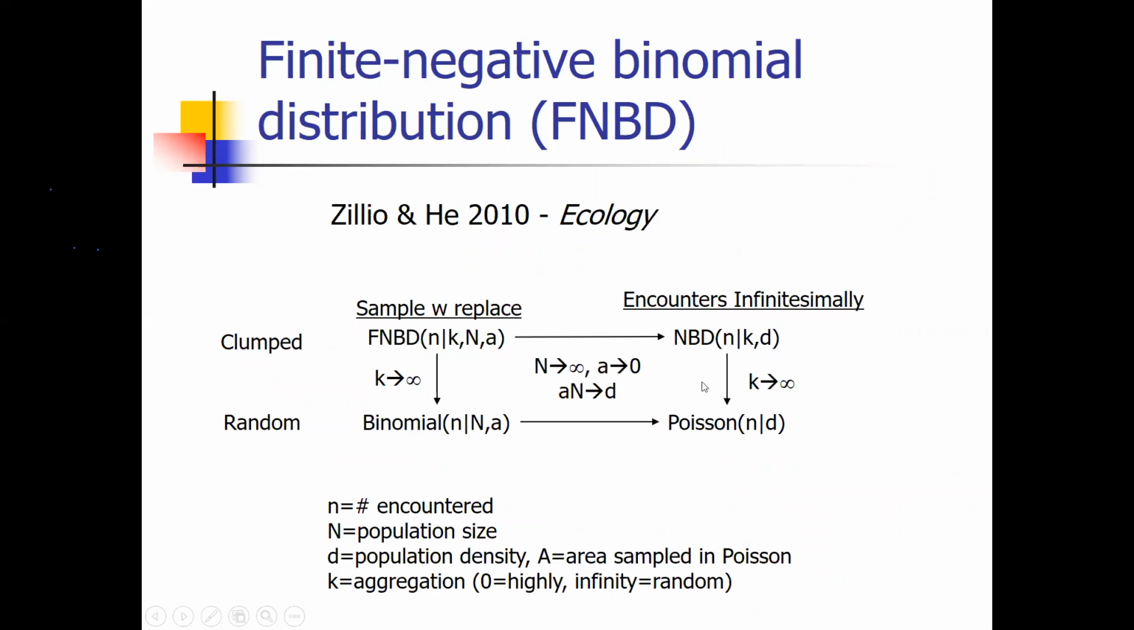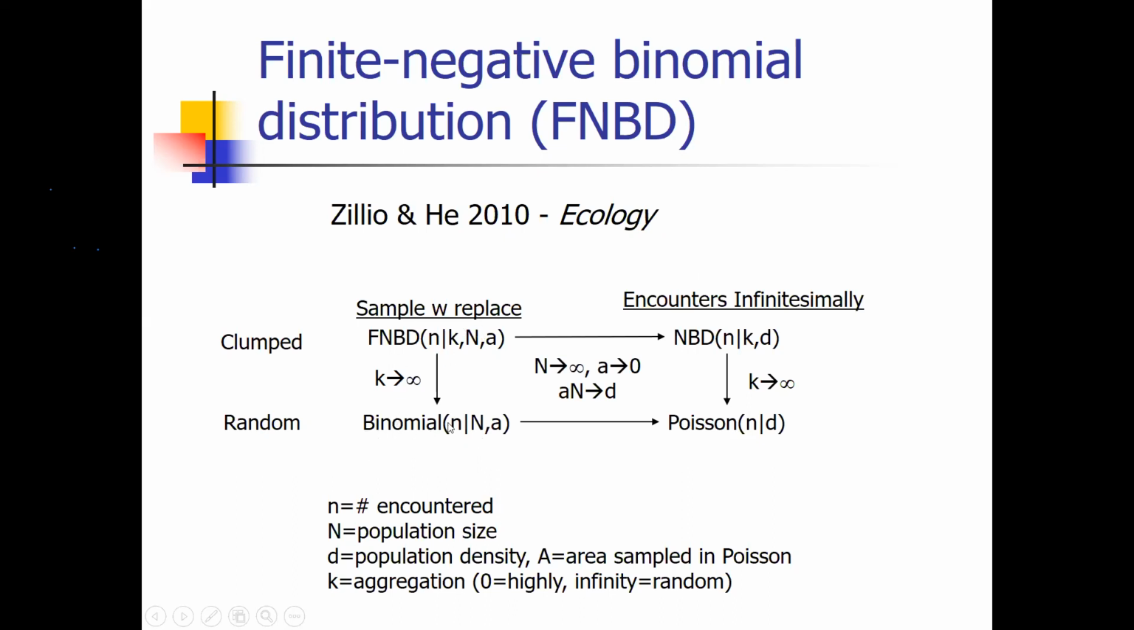It's been pretty common to use the negative binomial distribution as an extension of the Poisson. And indeed, as the K, or clumping parameter, in the negative binomial goes to infinity, it collapses to the Poisson. The problem is this is an infinite sample. It's basically sampling with replacement, or sampling at an infinitesimal level. And when you're dealing with regional pools, that doesn't quite work. So you need to move over to the world where you have finite samples.